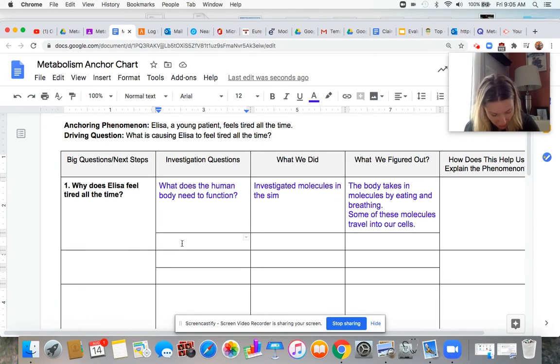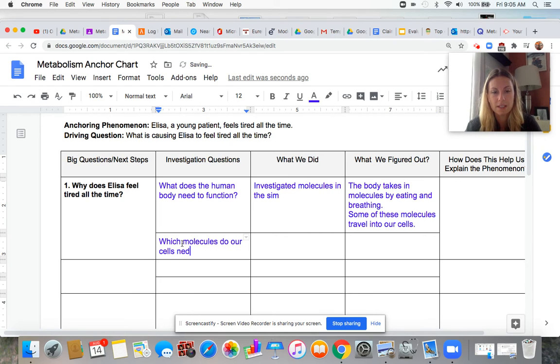We were trying to figure out which molecules our cells need. Which molecules do our cells need to function? Excellent. And again, we read the article, and the article was molecules cells need. And what did we figure out when we read that article? Pause if you need to. Try and think of the 3 molecules that our cells need.